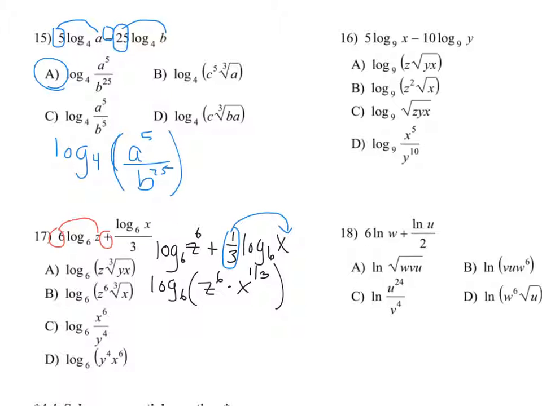So if you look and you don't see your answer there, just remember that those rational exponents can be written as a radical. So I'm going to rewrite this, log base 6 of z to the 6th, and our x is going to have a radical on it, and our index number is 3. That tells us what kind of root it is. So because the denominator of that exponent is 3, that tells us that it's actually a cube root. So that means our answer is B.